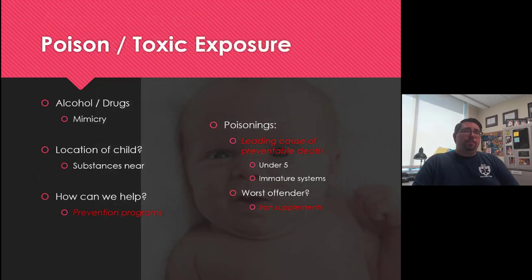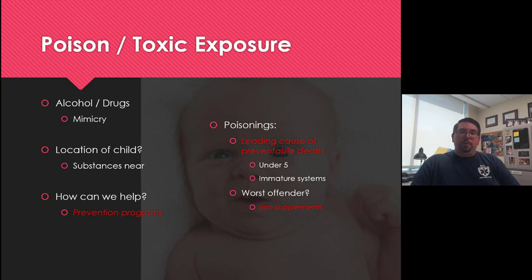Most of the poisoning and toxic exposures you're going to have, you can see drugs or alcohol, and most of those are going to be accidental. We're going to try to see where the location of the child is, what substances are near them, and then how can we help, right? Primarily focusing on preventive programs.